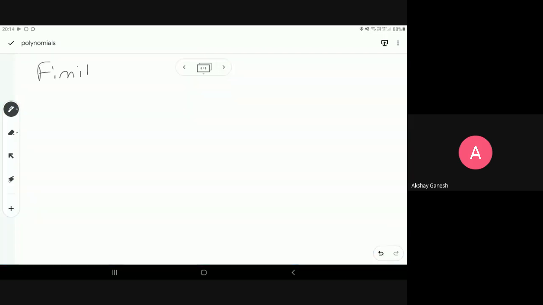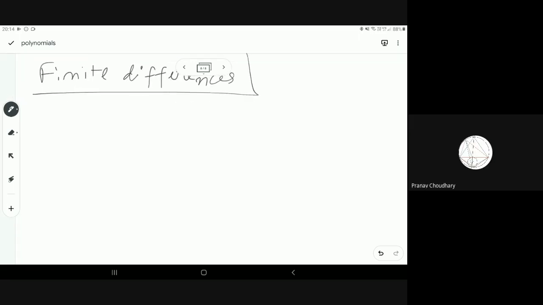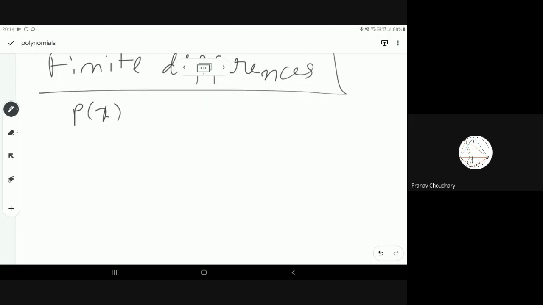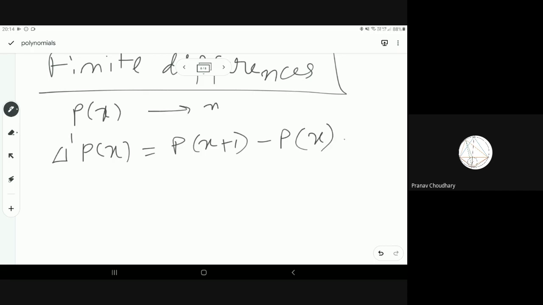Finite differences. Did anyone have any trouble understanding Lagrange interpolation? Any questions? No. Okay. So finite differences: suppose you have a polynomial p of x. For any x, you define the first order finite difference to be p of x plus 1 minus p of x. Note that if p has degree n, this has degree n minus 1. Often people call it finite difference with step 1. If you just say finite difference, it means step 1 by default.